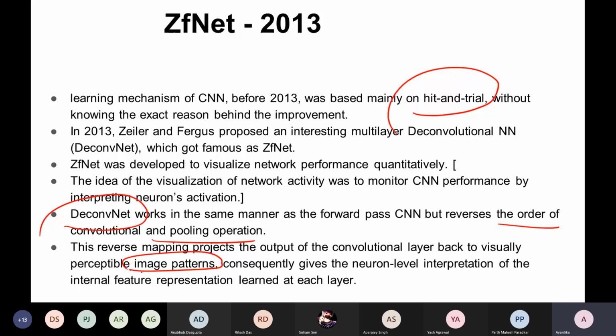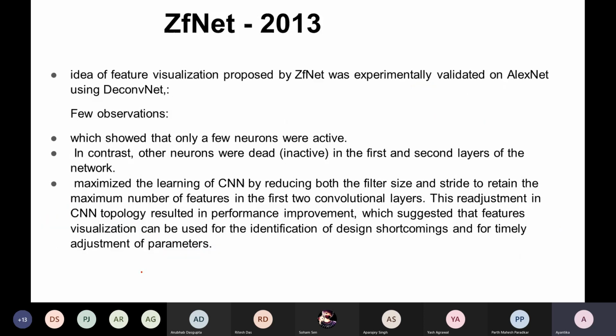But here there is some reverse mapping applied to check, whenever we are applying some strategy, some filter size, what the visually perceptible image patterns are. So that is the idea in ZFNet, you can think.